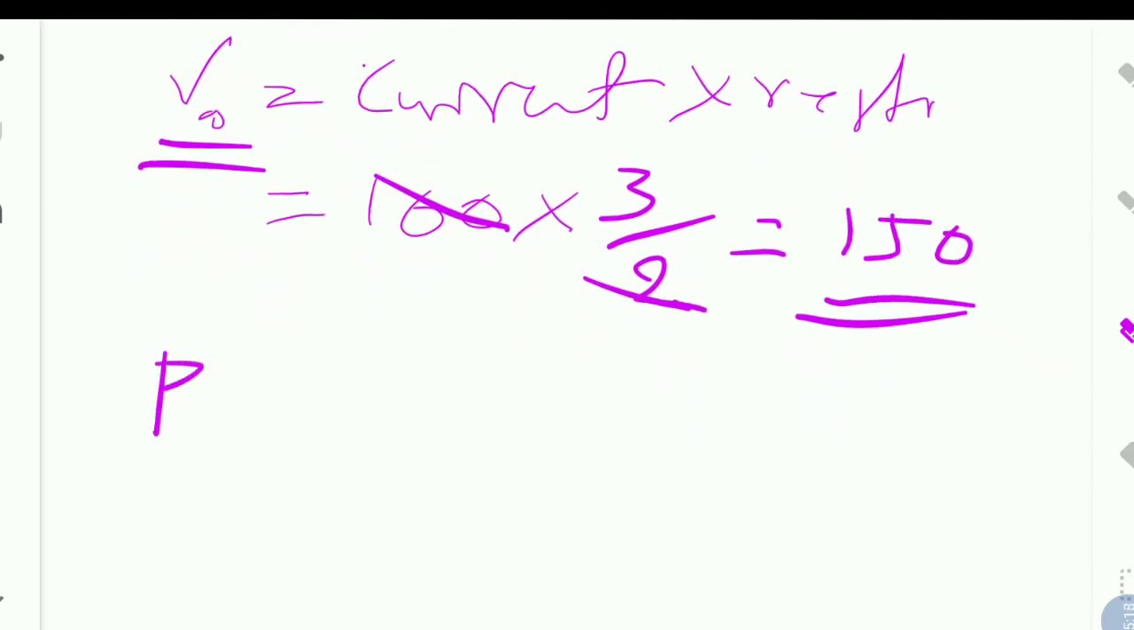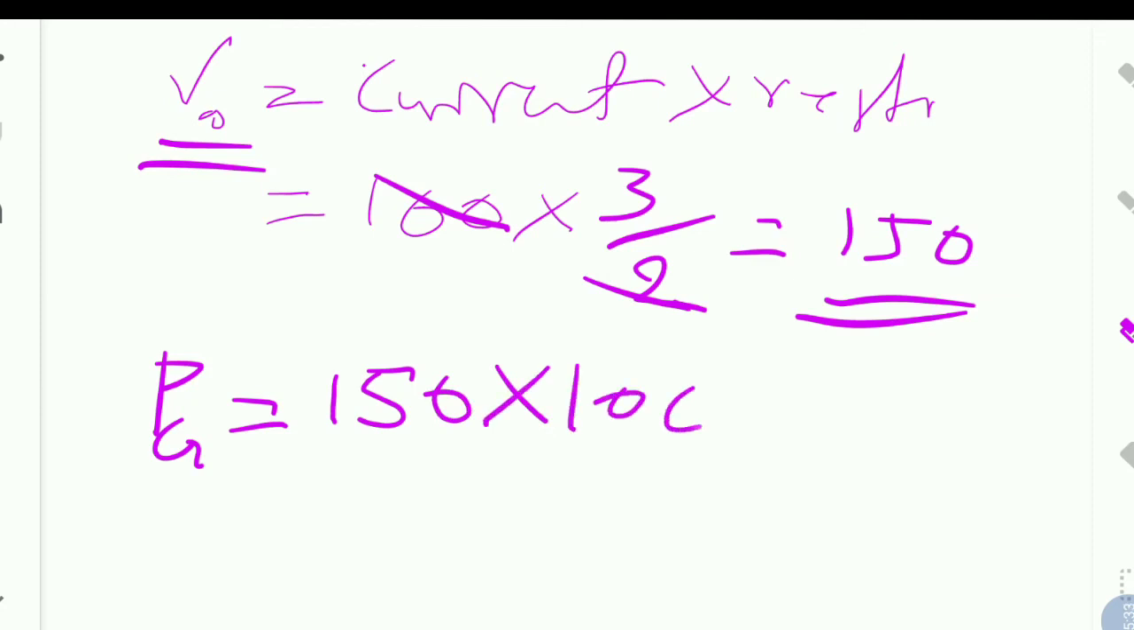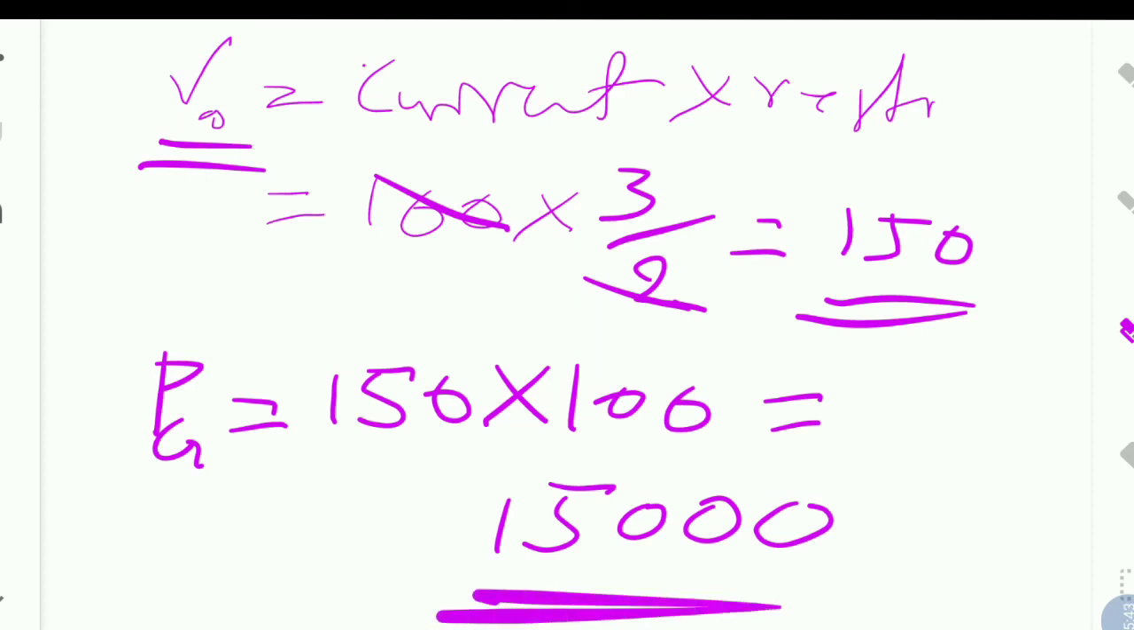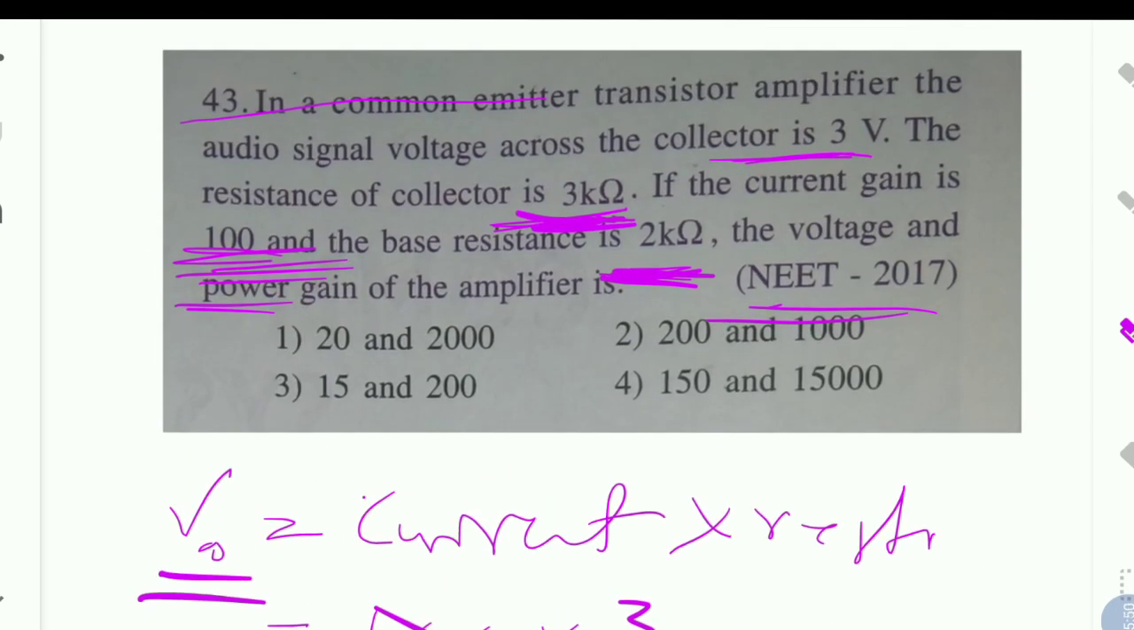Again power gain is equal to voltage gain into current gain. Voltage gain 150 into current gain given 100, so 150 into 100 is 15,000. Voltage gain 150, power gain 15,000. So check the options. Option 4 is right answer.